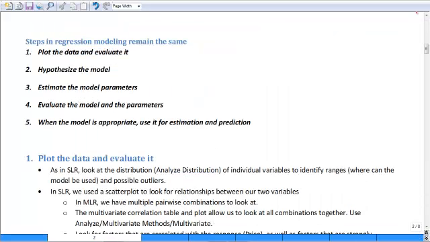As we go through building the model, we'll use the same 5 steps that we used for simple linear regression with a couple of changes. We'll plot the data and evaluate it, but now we're going to look at something called a multivariate correlation plot. Hypothesize the model, estimate the parameters. When we go to evaluate the model and the parameters, we're going to spend more time focusing on the parameter estimates themselves. In simple linear regression, there's no difference between the t-test for the parameter and the f-test for the whole model. But under multiple regression, there will be a difference.